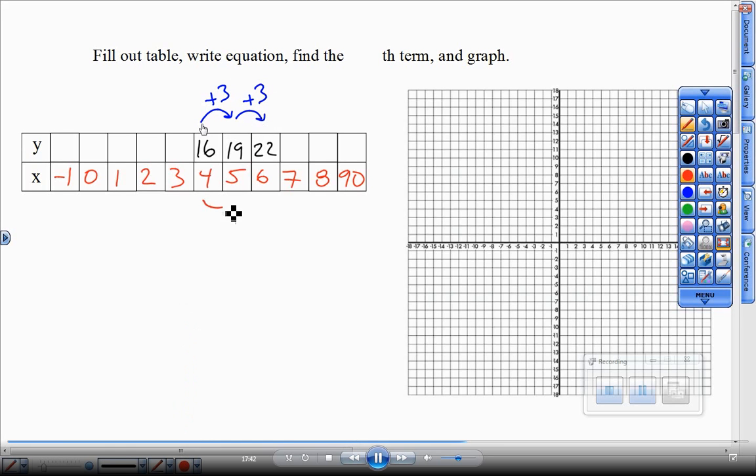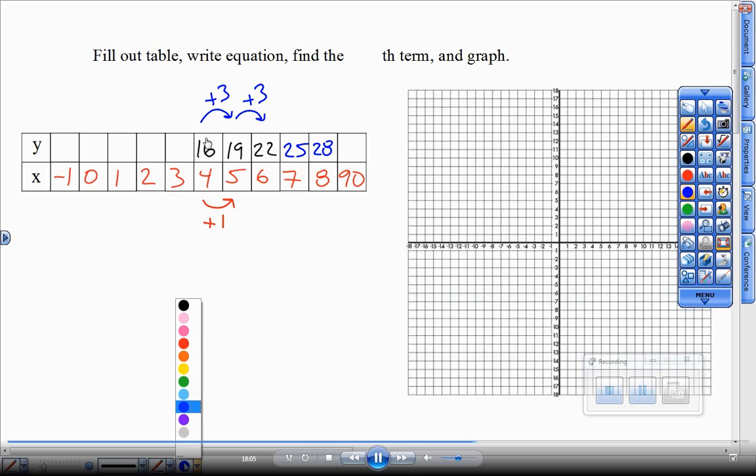Going to the left, down by 3, down by 3. These x numbers are going up by 1, so of course 3 over 1 is just 3. Don't have to worry about that. You don't have to divide that out. So going up by 3, 22 plus 3, 25. 25 plus 3 gives me 28. To find this 90th term, I'm going to get the equation.